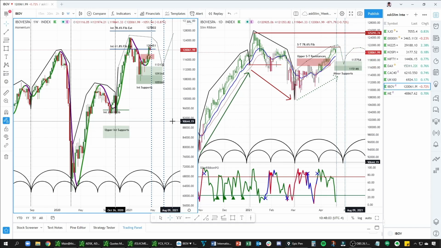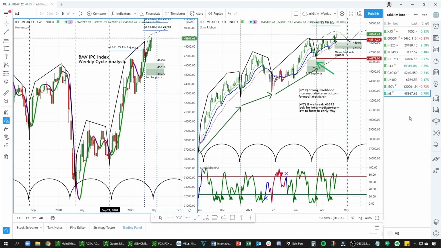Lastly, let's go ahead and look at the IPC Mexico. So this is the IPC Mexico, and on 419 I have added this note in that there was a strong likelihood that an intermediate term bottom formed here in late March. We were looking for, in our last video, one more pullback here, and this would form the low. But based on what we're seeing here and the fact that we were in the forecasted weekly timing here, the highest odds are that the bottom is already formed, and we are in a very positive intermediate term rising phase here in the IPC Mexico.